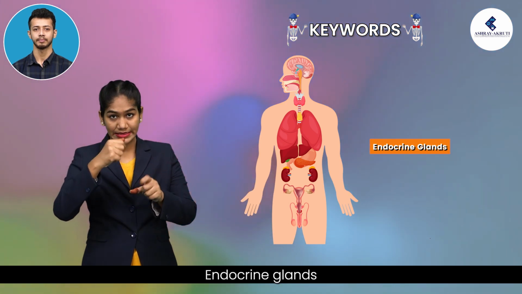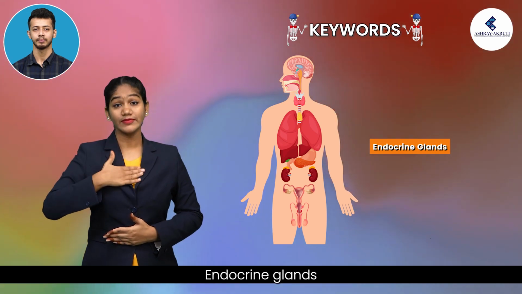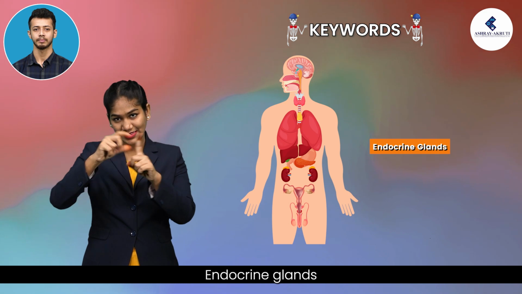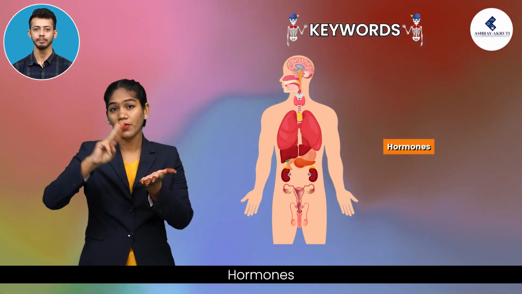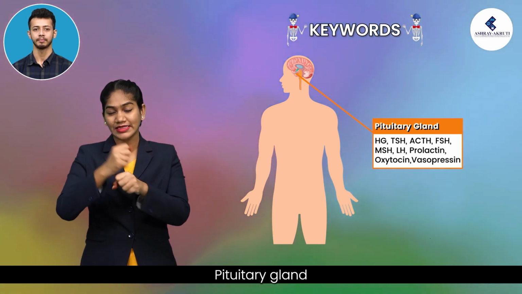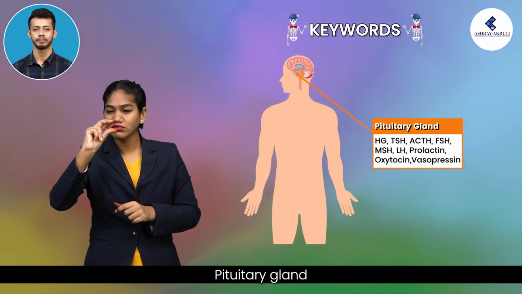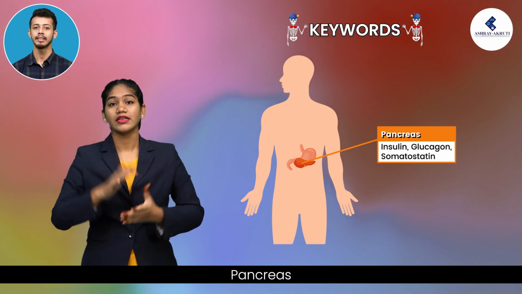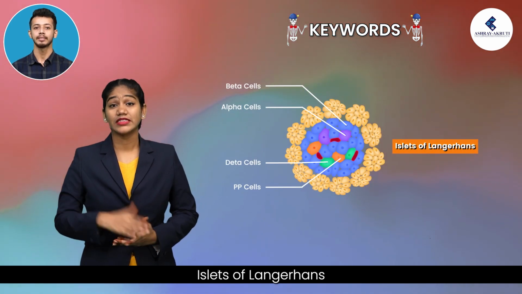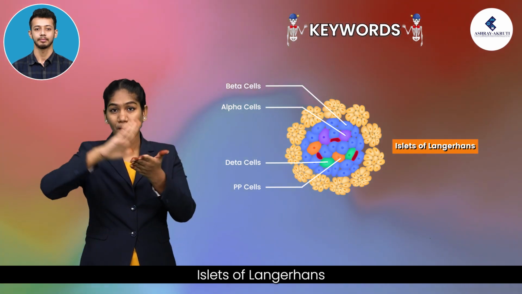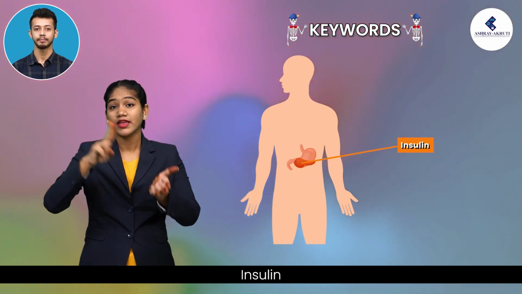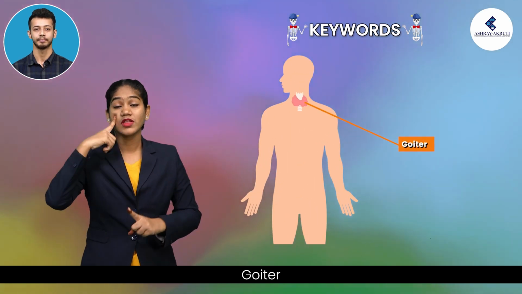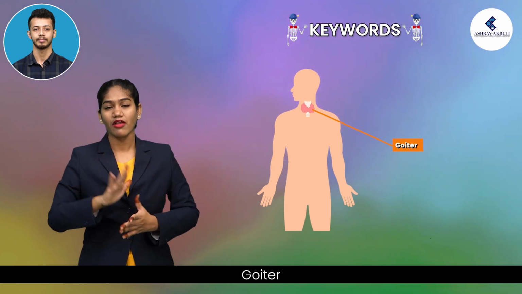Keywords: endocrine glands, hormones, pituitary gland, thyroid gland, pancreas, islets of Langerhans, insulin, goiter, adrenal glands.